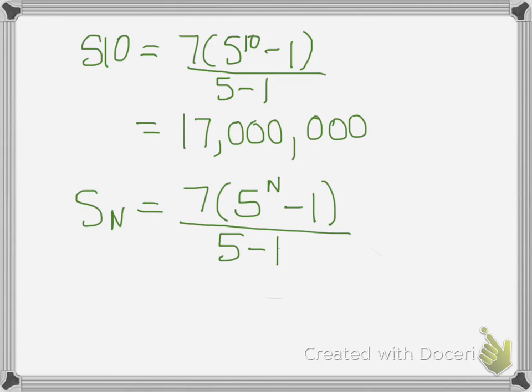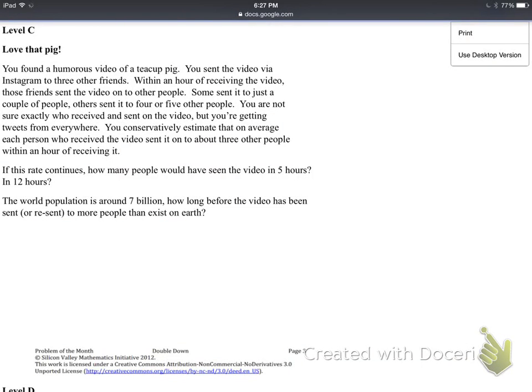Okay, so I want to apply this to the problem of the month that hopefully your education coordinator gave you back probably in December, called Double Down. I'm showing you level C of Double Down, and it's called Love That Pig. Now you would want to do level A and B first, and they should be fairly straightforward for you. And then hopefully you come to level C, and maybe even do level D, but I'm not going to talk about that in this video.